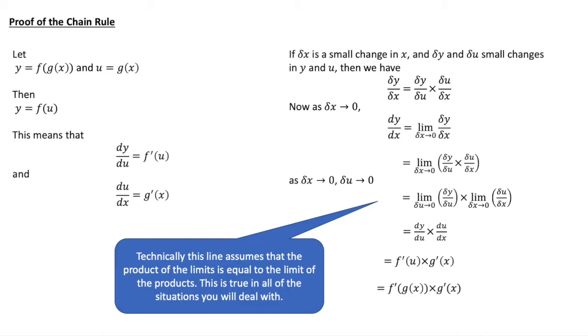Okay, so after all that, we'll move on to the proof of the product rule. And this time we're going to let u be the function f of x and v be the function g of x. And so that means that if we do the product f of x times g of x and make that equal to y, that also means that y is equal to u times v.